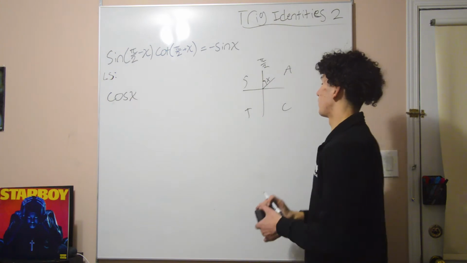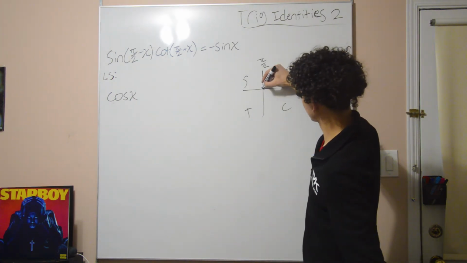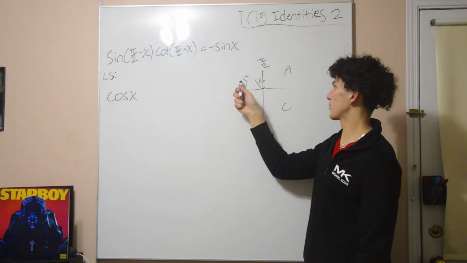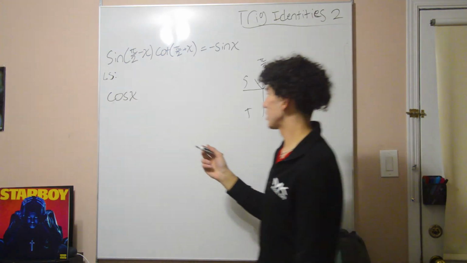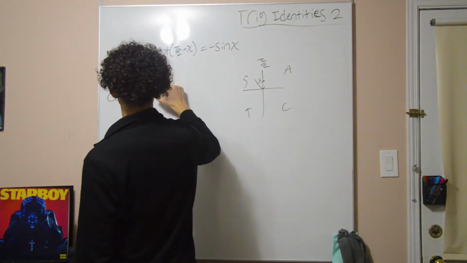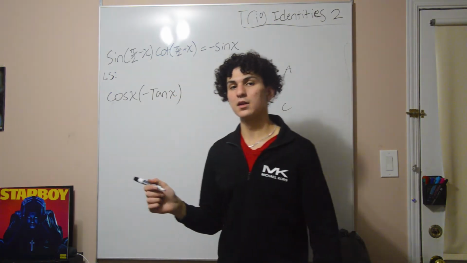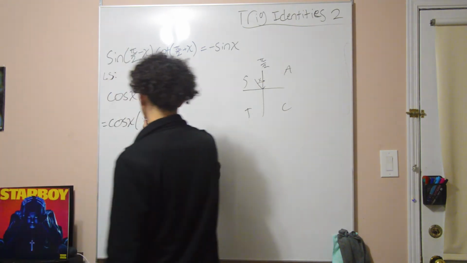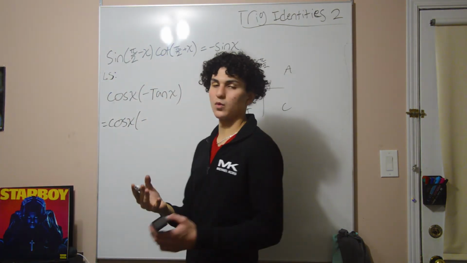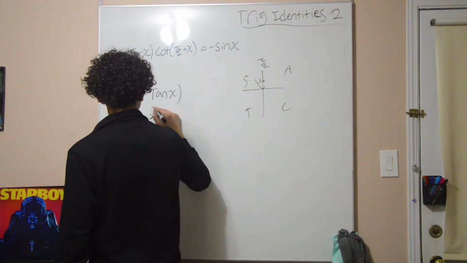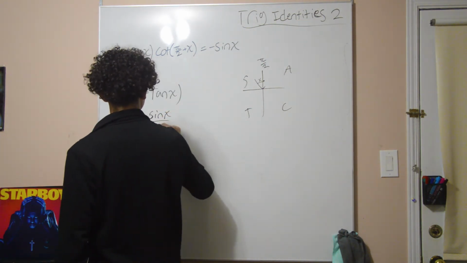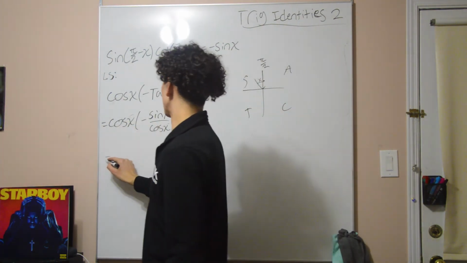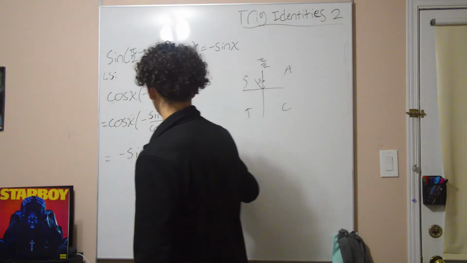Anyways, cotangent of pi over 2 plus x. Now, this lands over here. Now, is cotangent positive or negative here? It's negative. So we know that this is going to be a negative tan of x, just like that. And well, from here, we can just simplify. Cos x times, what's another way of writing tan of x? Well, sine x over cos x. Sine x over cos x. Just like that. Criss-cross, we get negative sine x.